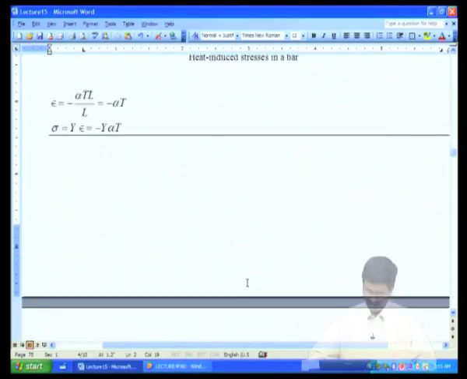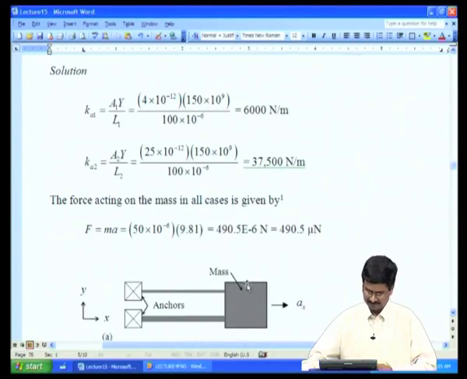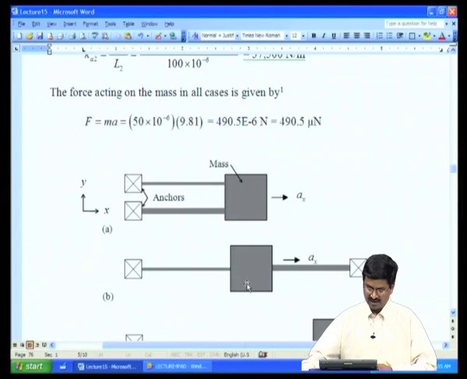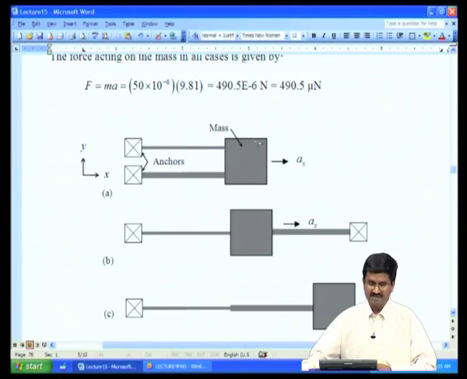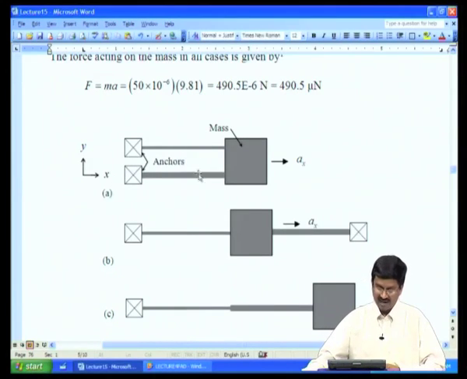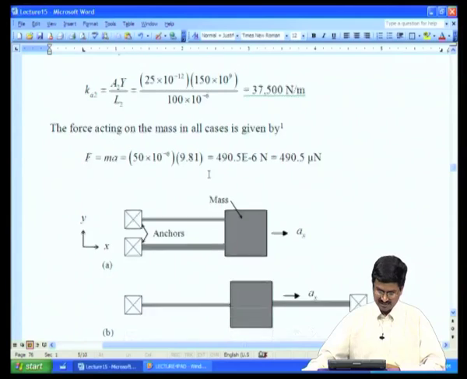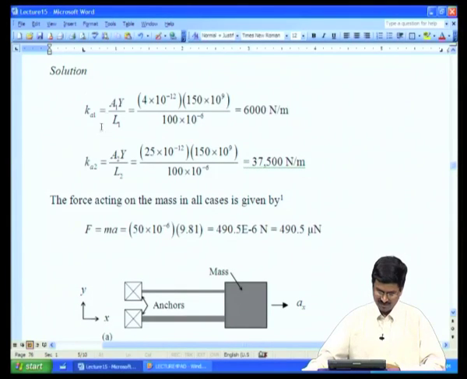Now, let us look at the next case, where instead of having just one bar, let us take a mass as shown here connected with two bars. So, we can get stiffness of this bar and this bar as shown here. If I say the first one, we have a stiffness indicated as K, which is given by area of cross section A times Y by L. How did we get this?